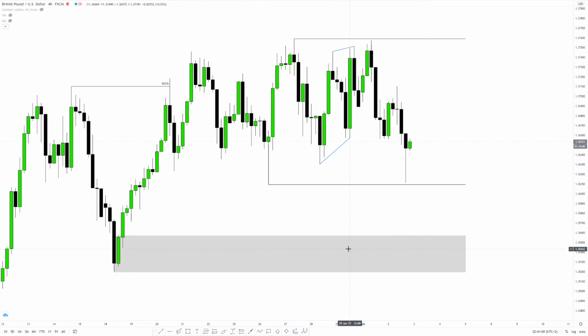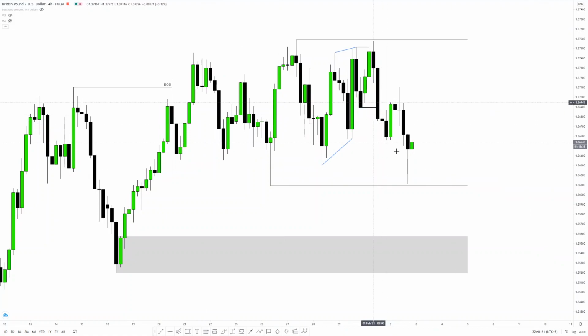what is the structure looking like at the moment? We broke above this high, right? We traded above it rather. That was a stop hunt. And then from there we broke below this area right there. This was a break of structure, and then we came back to retest.